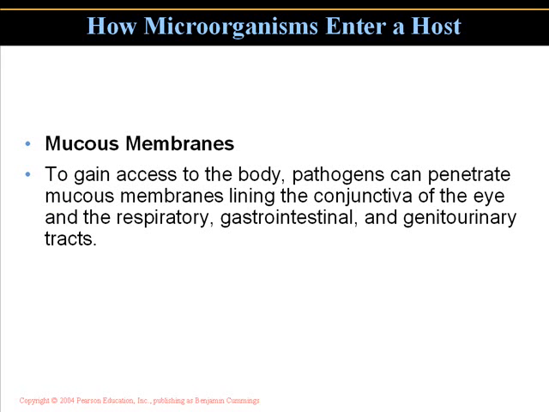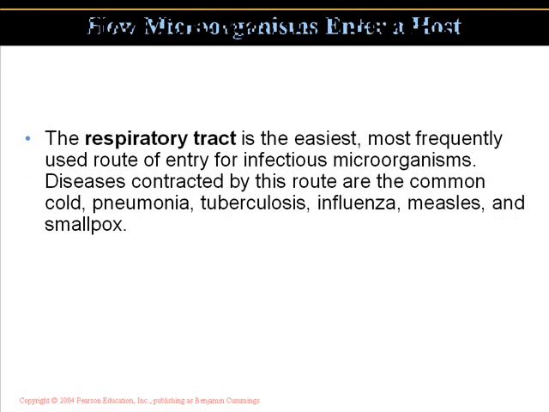So how can the microorganisms enter the host? Well, through the mucous membranes. That's one area where you can gain access to the body. Pathogens can penetrate the mucous membrane, the linings of the conjunctiva of the eye, the linings of the respiratory system, the lining of the gastrointestinal system, and the lining of the genitourinary system as well. Those are common areas where we'll see microorganisms enter the human system.